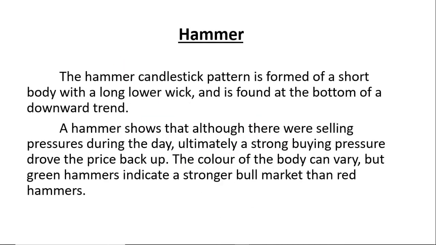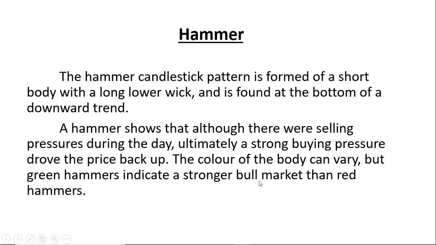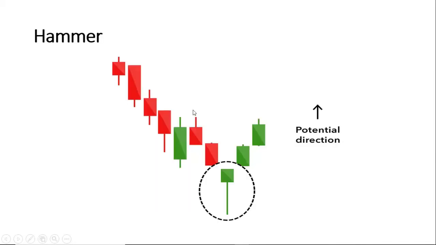First one is the hammer. A hammer candlestick pattern is formed of a short body with a long lower wick. It is found at the bottom of a downward trend. Always you will find this in a downward trend. A bullish candlestick pattern is always found in a downward trend. You can't find this kind of hammer in an upward trend.